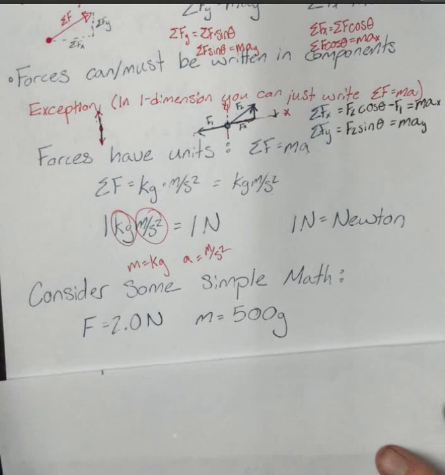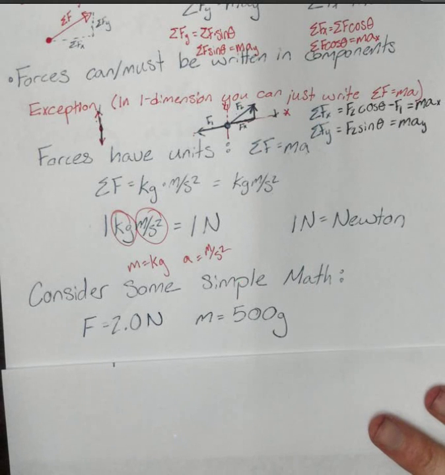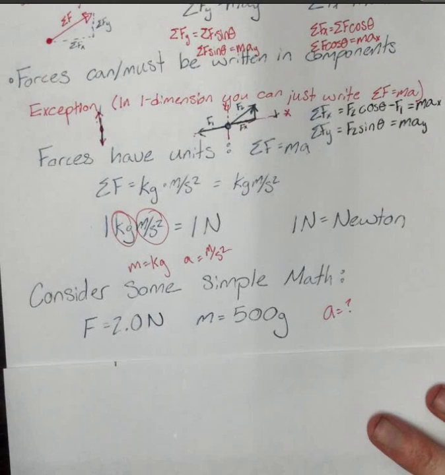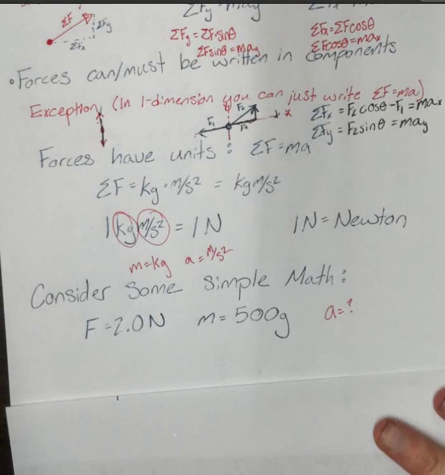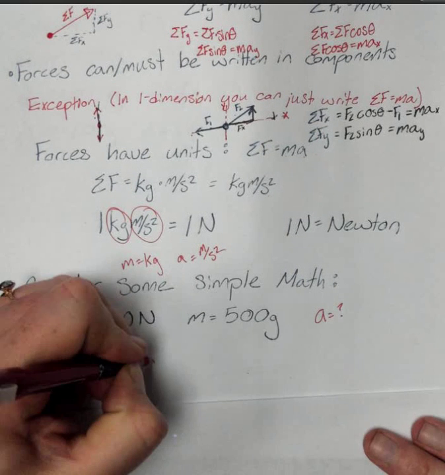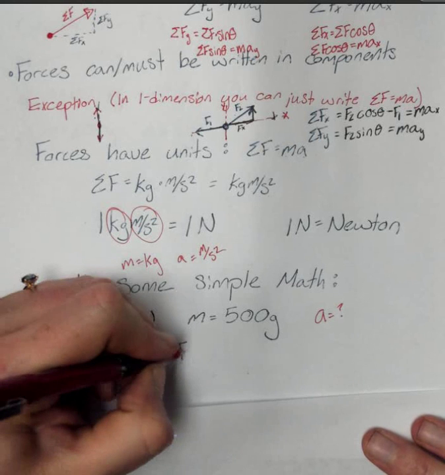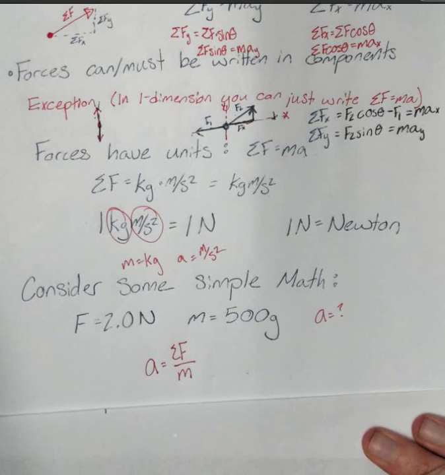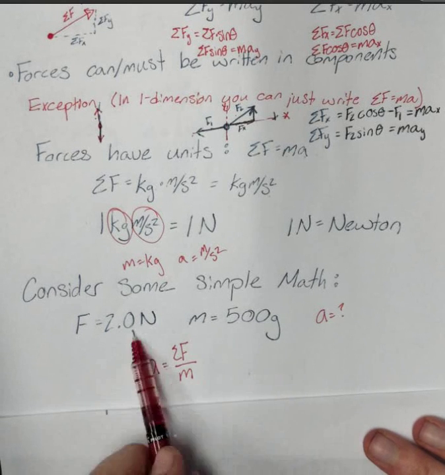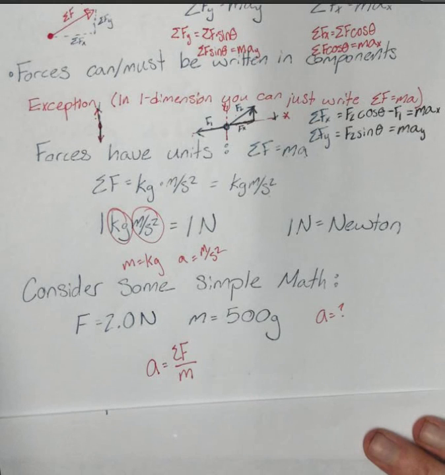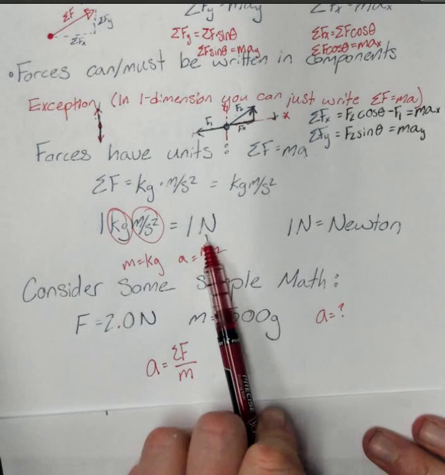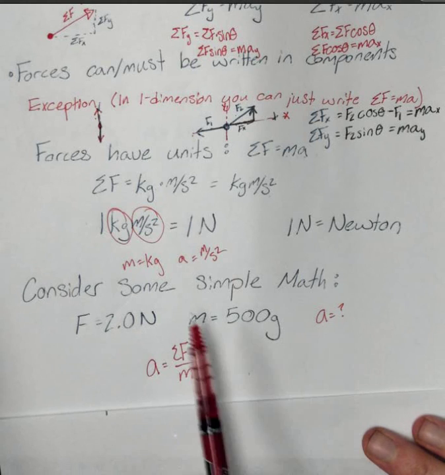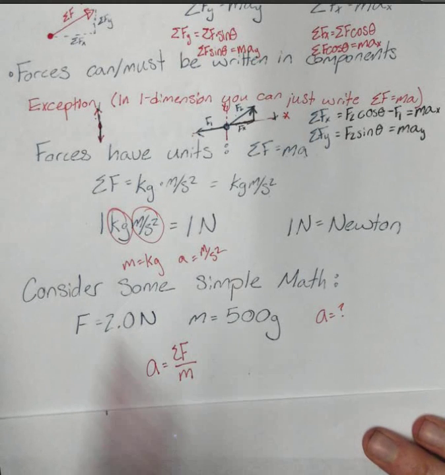So let's take a look at some simple math. If we have a force of 2 newtons and a mass of 500 grams, could we calculate the acceleration? The answer should be indeed yes, because we have Newton's second law relationship, which says that the acceleration of an object is directly proportional to the net force and inversely proportional to the mass. And since we know the mass and the force, we can calculate the acceleration. However, remember that force has units, and we need to make sure to standardize those units because that's given in newtons, which means that if we're going to be calculating, the mass must be given in kilograms, which means that we have to do a conversion.